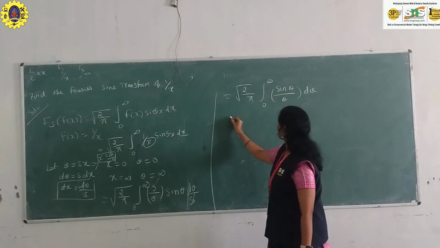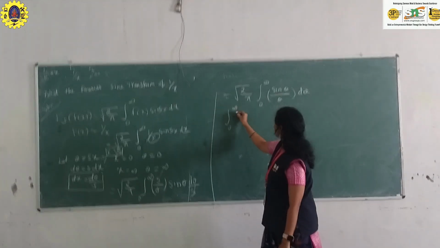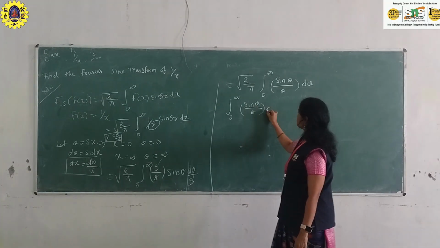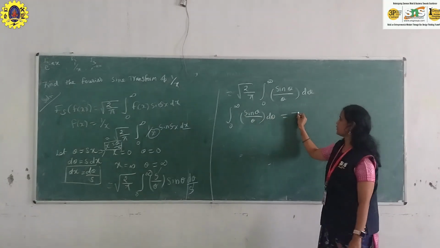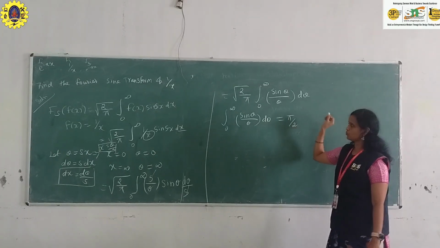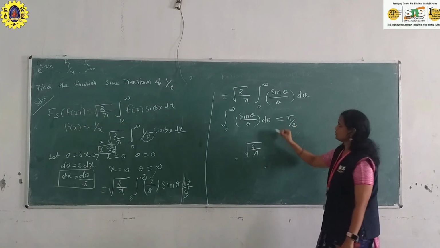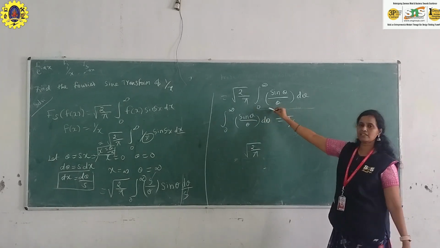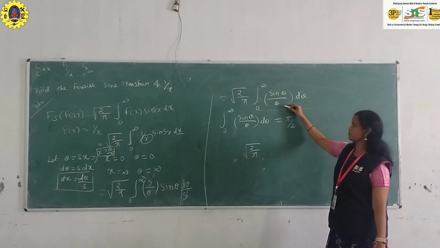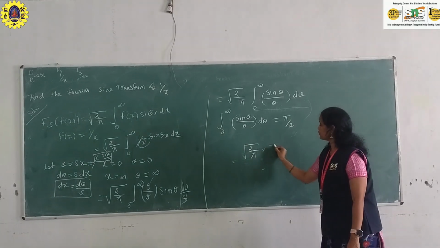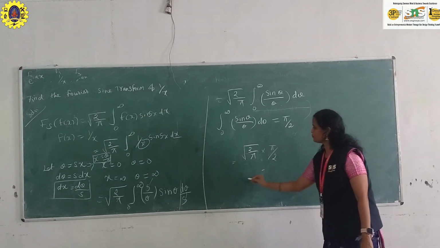You know the formula. Integral over 0 to infinity sin theta divided by theta into d theta will be equal to pi by 2. Root 2 divided by pi. So instead of integral 0 to infinity sin theta divided by theta into d theta, apply this formula. So into pi by 2.